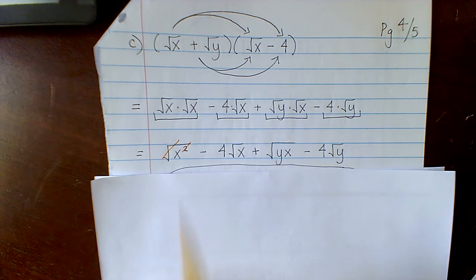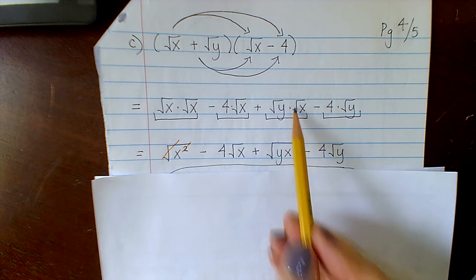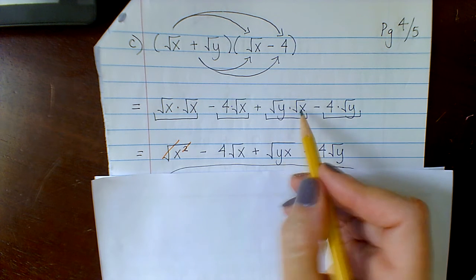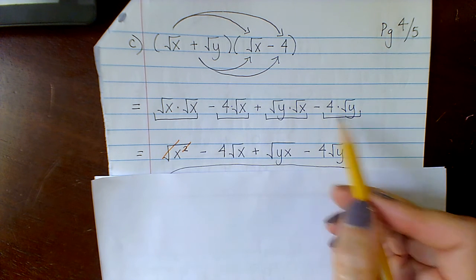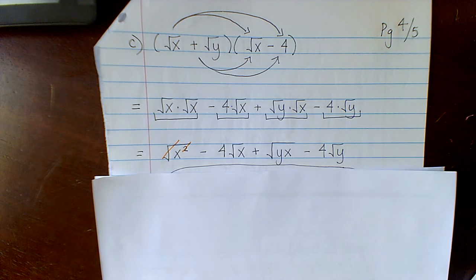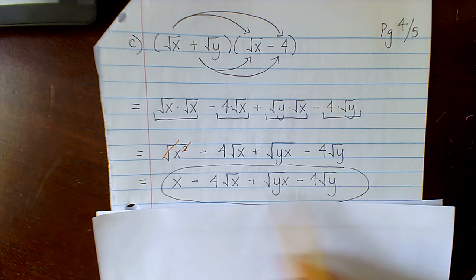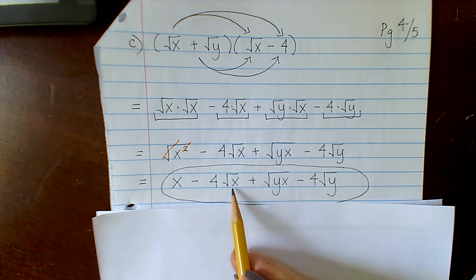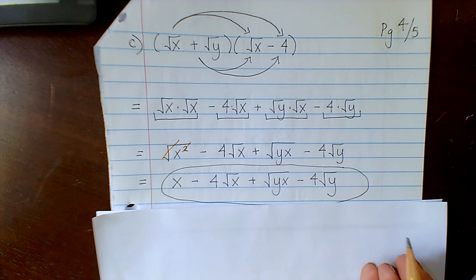All right, so simplifying these out, that's going to be the square root of x squared minus 4 root x. And look, these two I can combine, they're multiplication, so I can combine those into one radical. This comes down. This square root and this squared undo each other. And we end up with this. None of these are like terms, right? That's the square root of x, that's the square root of xy, that's the square root of y. None of those are like terms, so that's the best you can do.